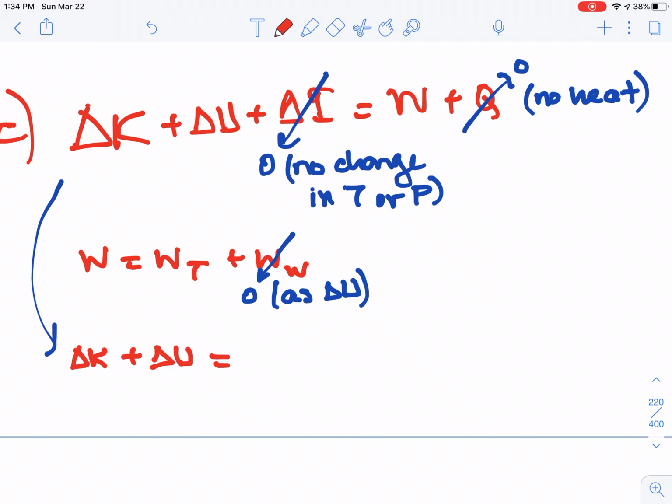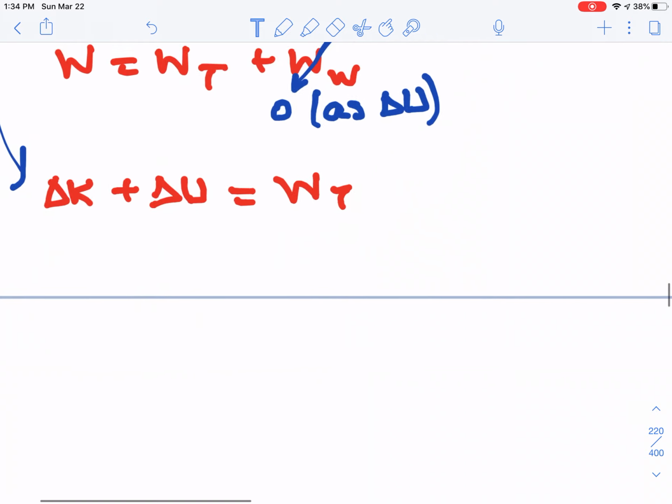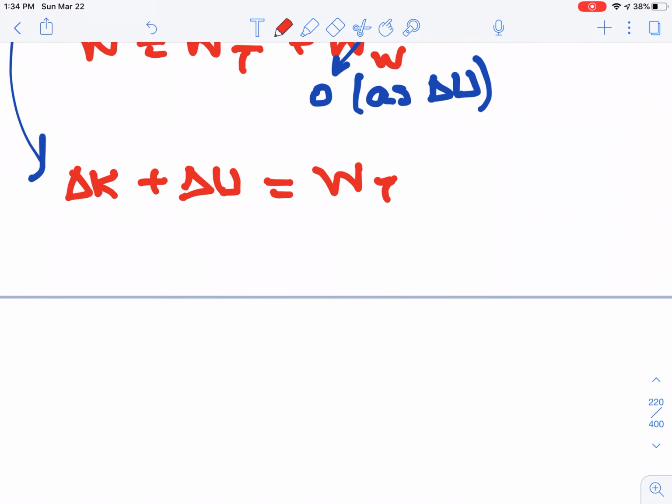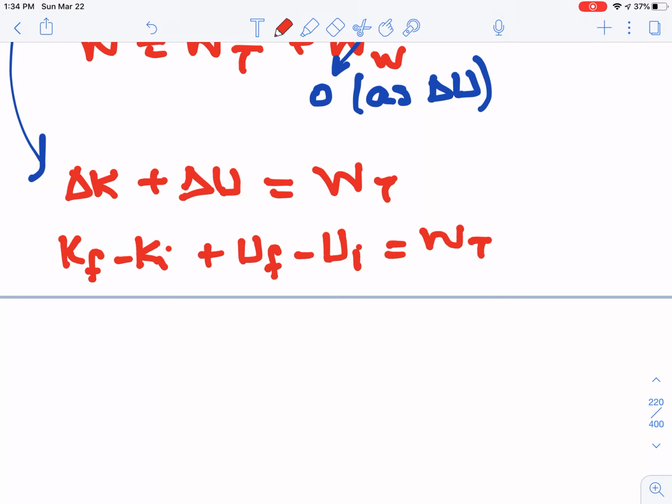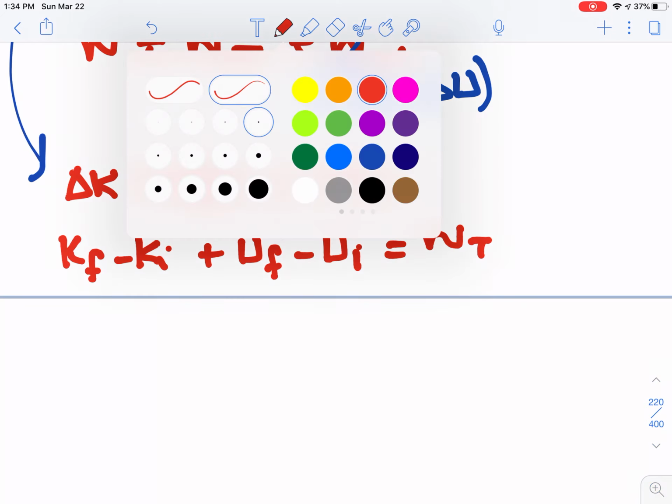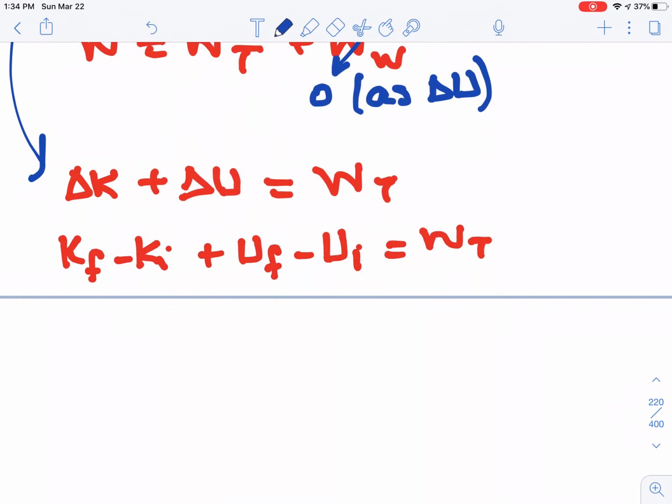That's equal to work term becomes only the work done by tension. Okay, so let's work on this now. Let's do it in a little bit more detail. Delta means final minus initial, plus again delta U is U final minus U initial, and the work done by the tension force. Let's revise one more time and then see if there are any zero terms.